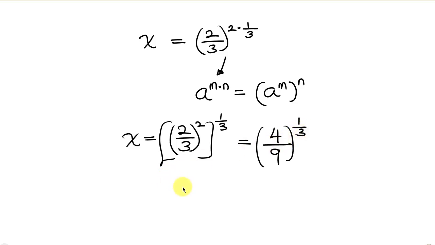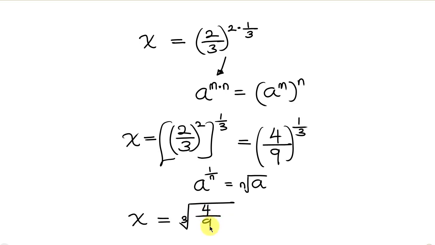Now, there is also a law of indices that says when I have, for example, a to the 1 over n, this is the same as the nth root of a. That means I'm going to be expressing this as the nth root like this. So this becomes x equal to, now this will be the cube root, because of this 3 here, the cube root of 4 all over 9. And this is a correct value or answer for x.